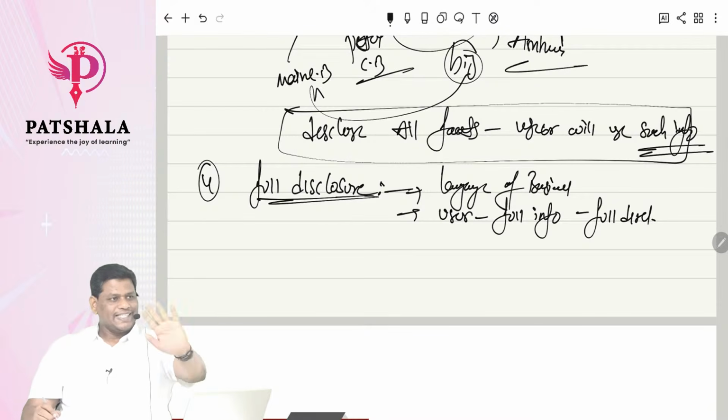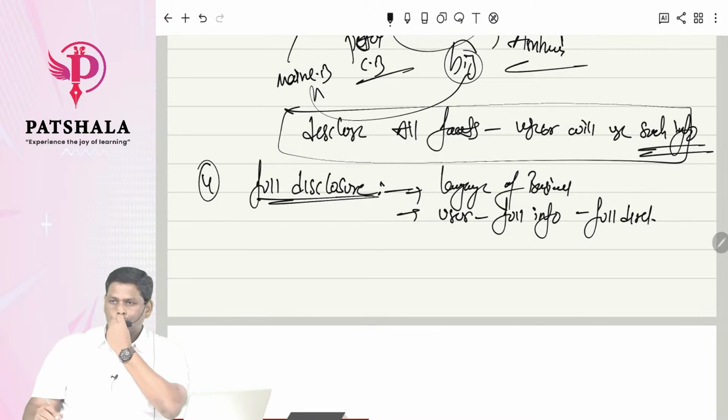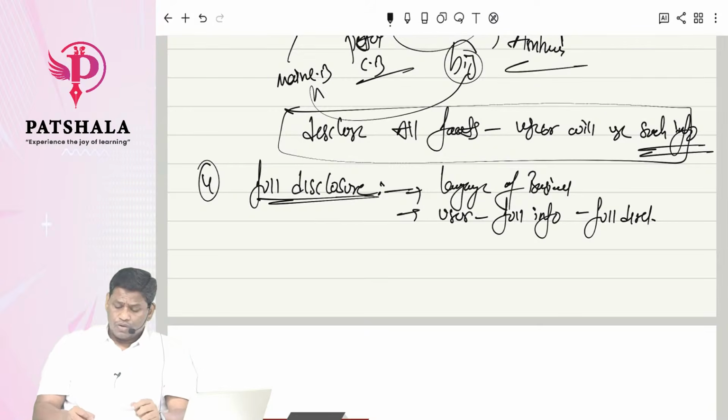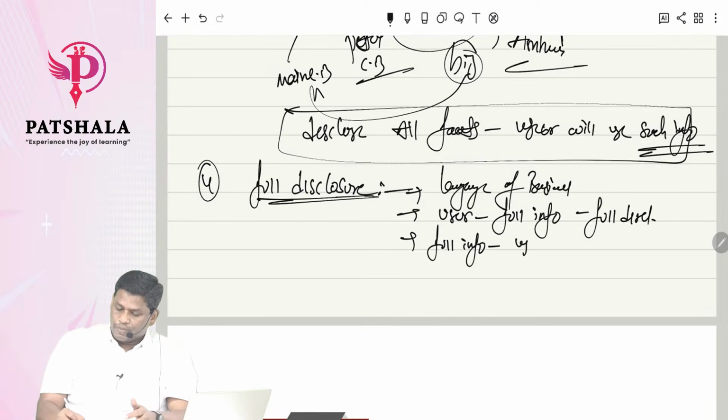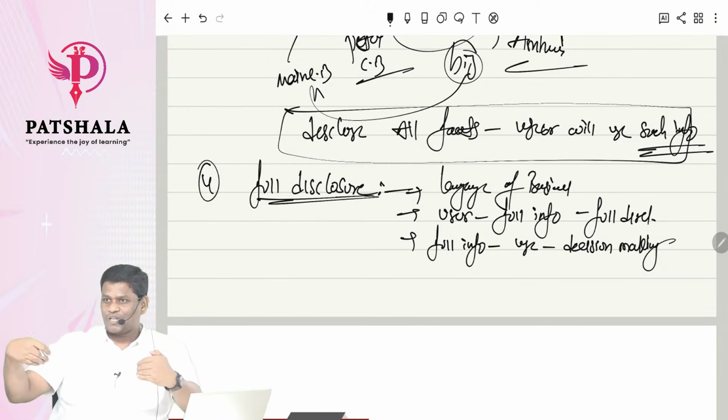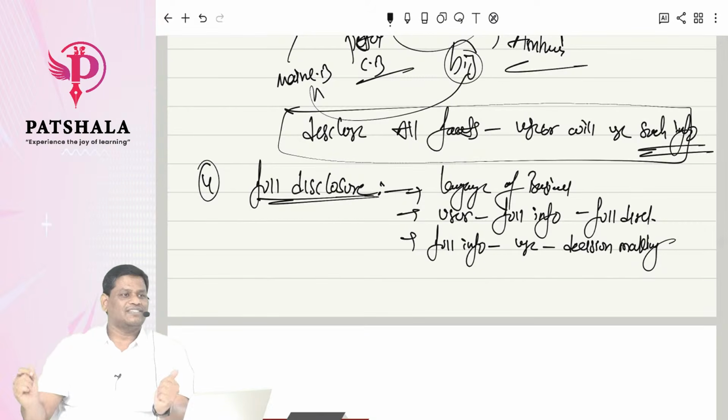You don't decide this is important, this is not important. Whatever happens in the business, disclose everything. When you give full information, let the user use it for decision making. We studied various definitions and points: the user will use the accounting information and take a decision. So what is your job?